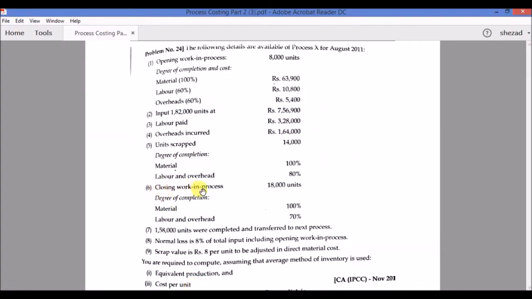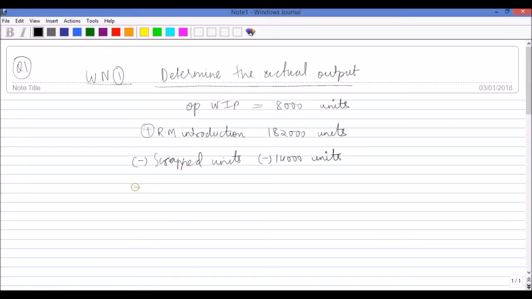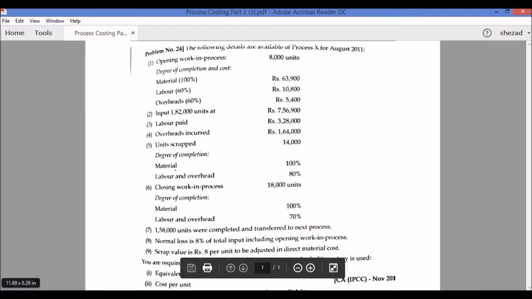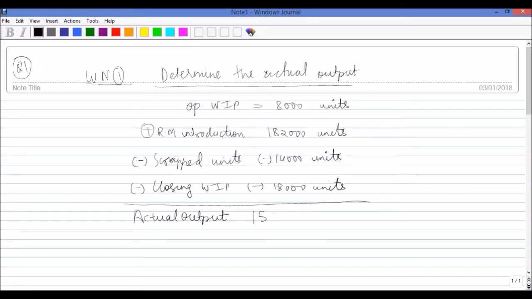Then friends, we have a closing work in progress which is 18,000 units. This also I'm going to subtract, and all this is going to give me the actual output. And I think actual output is given. 1,58,000 units were completed and transferred to next process.